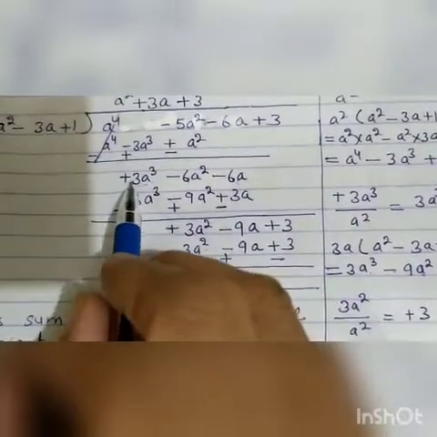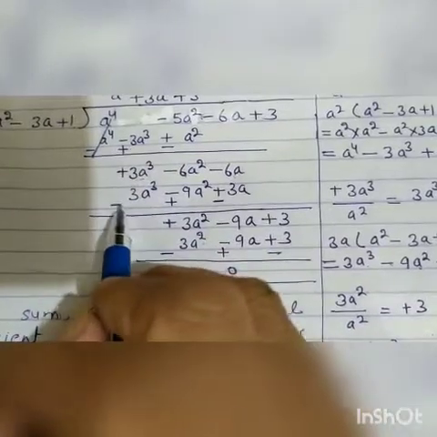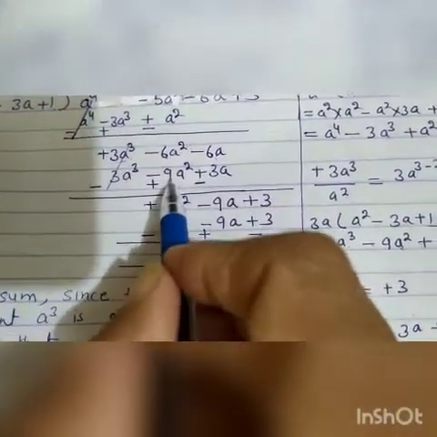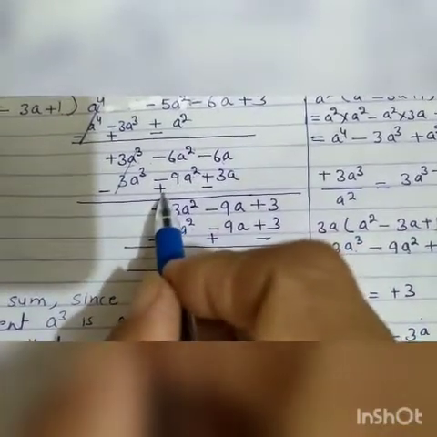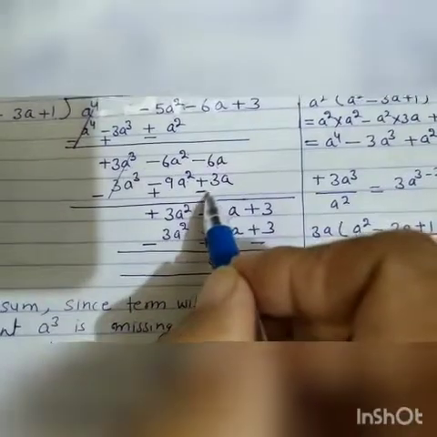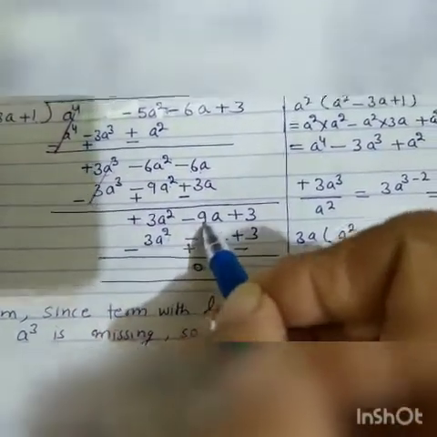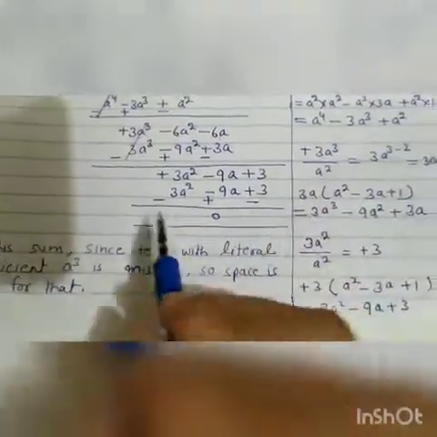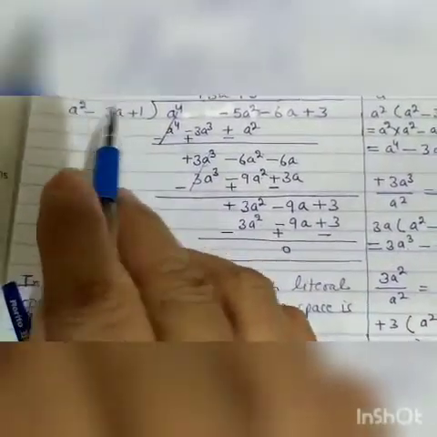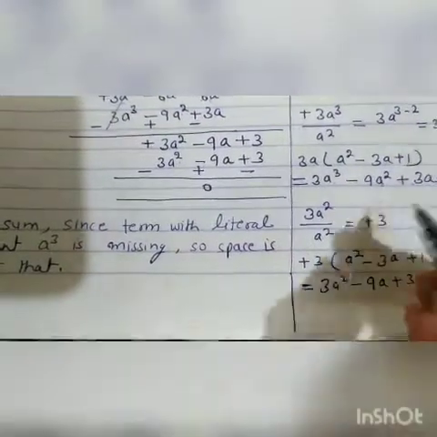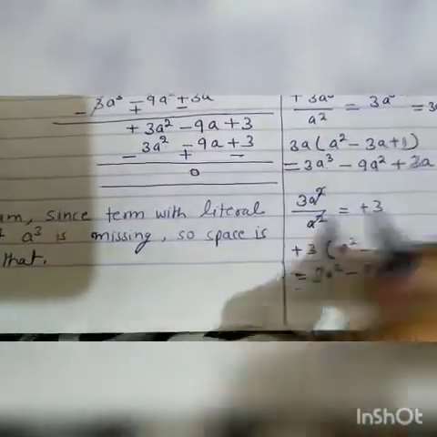Change the sign. Plus 3a cube minus 3a cube cancel, minus 6a square plus 9a square. We will simplify. We get plus 3a square minus 6a minus 3a minus 9a. Now write this plus 3 here. Again this first term upon this first term. See, 3a square upon a square is equal to plus 3, as a square cancel.